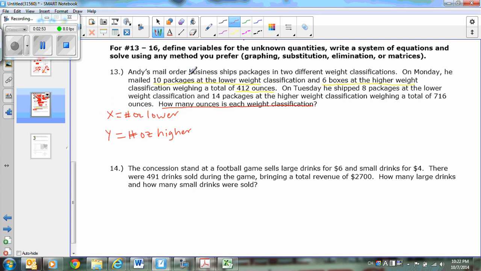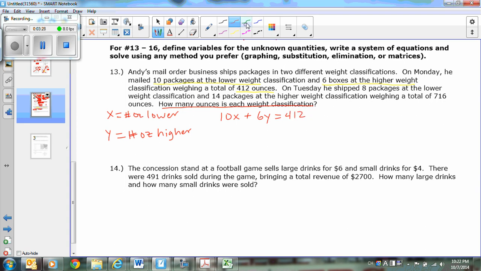So we have 10 packages at the lower weight classification. If I have 10 packages, each package weighing x ounces, then 10x would be the total weight of those packages at the lower weight classification. Plus, I'm going to add to that the 6 packages that weigh y ounces each. So 6 times y would be the total weight for those packages mailed at the higher classification, and then that totals 412 ounces. So there's one of our 2 equations.